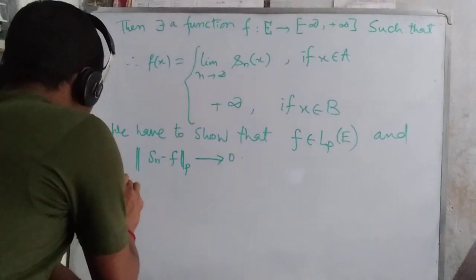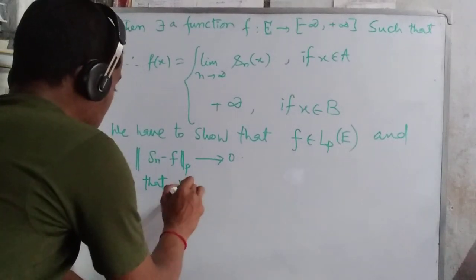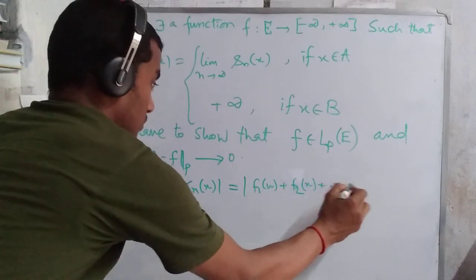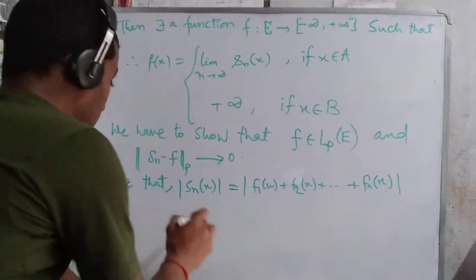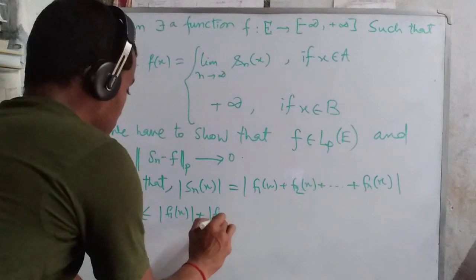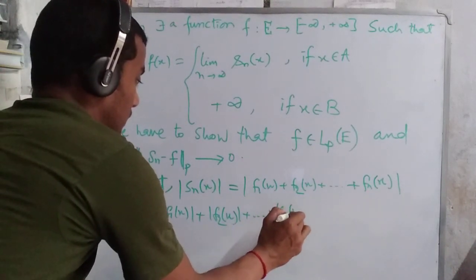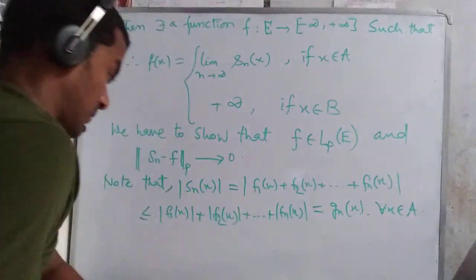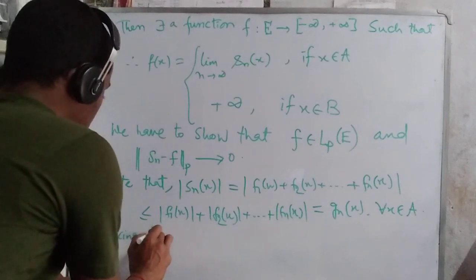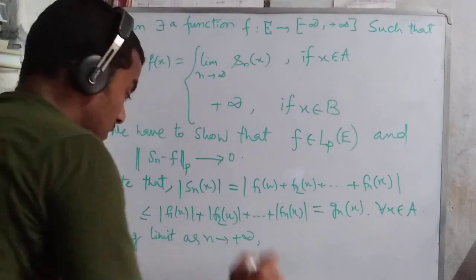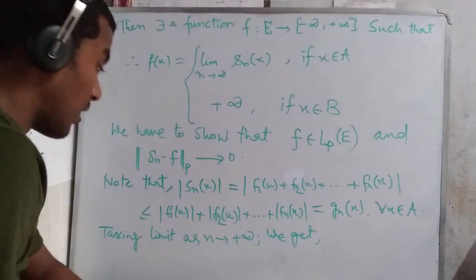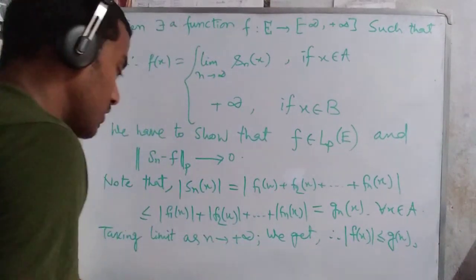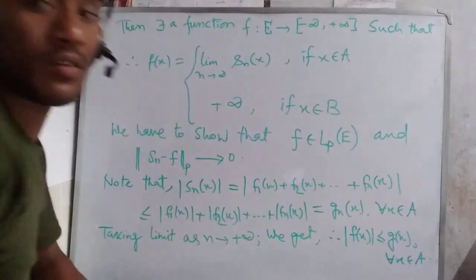Now we're going to do that. Note that mod of S_n(x) equals mod of f1(x) plus f2(x) plus dot dot plus fn(x), less than or equal to mod of f1(x) plus mod of f2(x) plus dot dot plus mod of fn(x), equal to g_n(x) for all x belongs to A. Taking limit as n tending to plus infinity, we get mod of f(x) less than or equal to mod of g(x), sorry, g(x), for all x belongs to A.